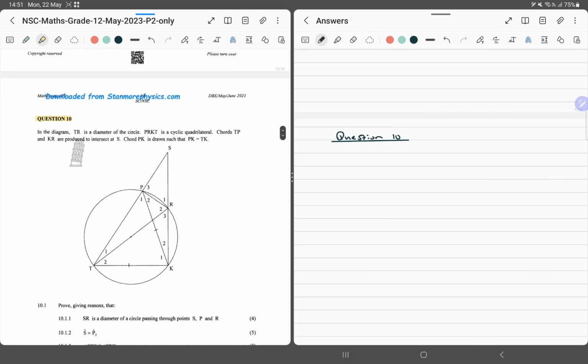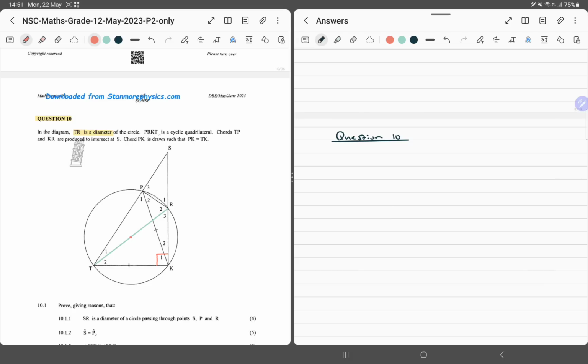Now in the diagram, TR is a diameter of the circle. So where's TR? Okay, there was the center right here, supposedly, but they didn't tell us, but we are imagining it to be there. So TR is the diameter. If TR is a diameter, what do we know? The diameter always subtends a right angle at the circumference. Angle in a semicircle. Always put things into perspective.